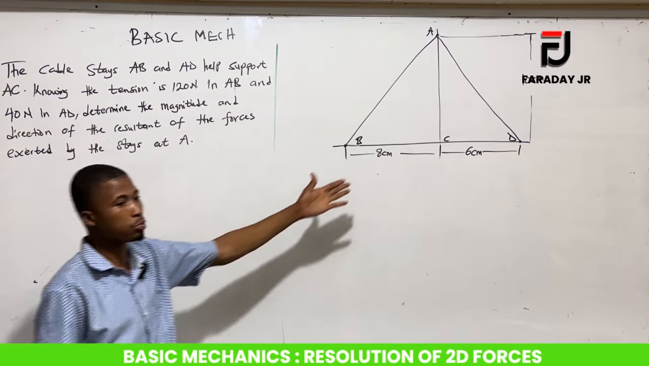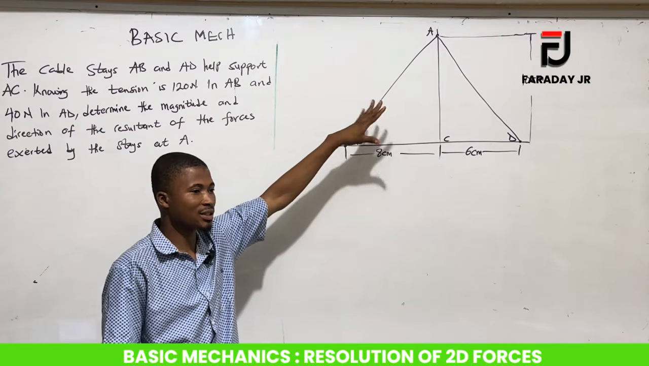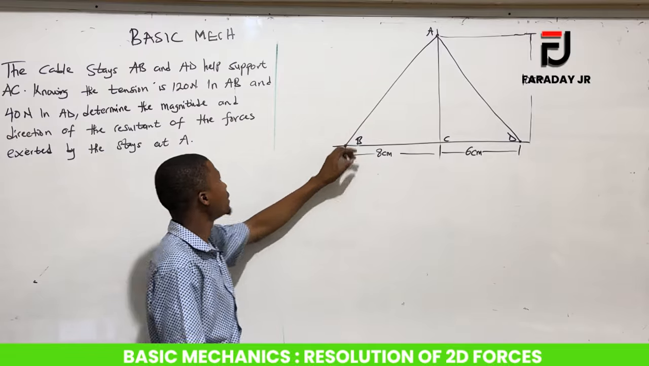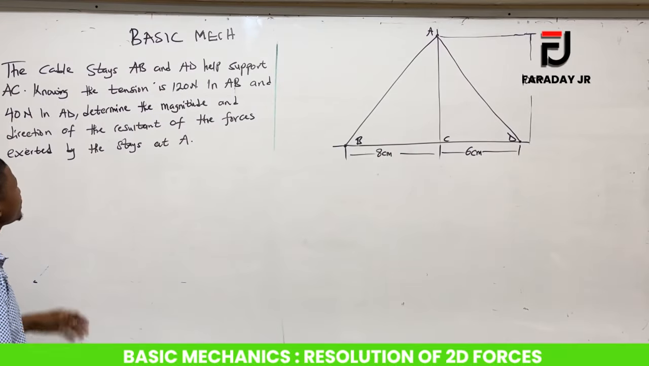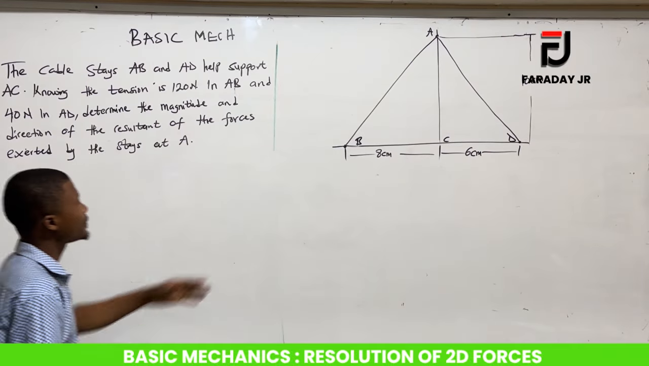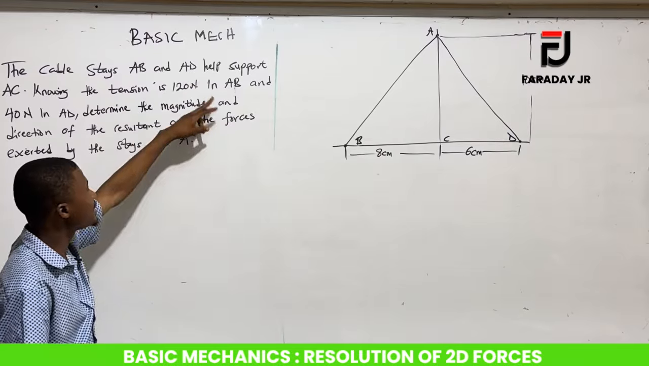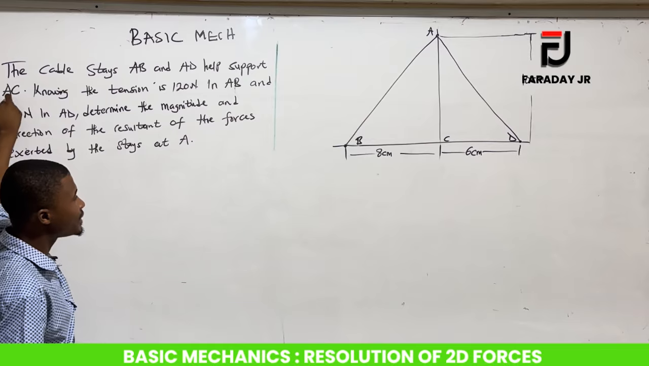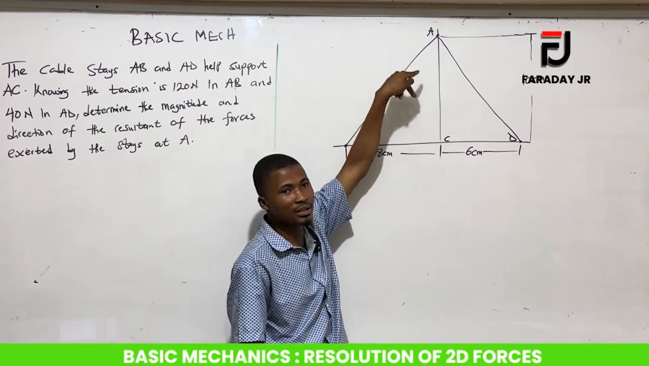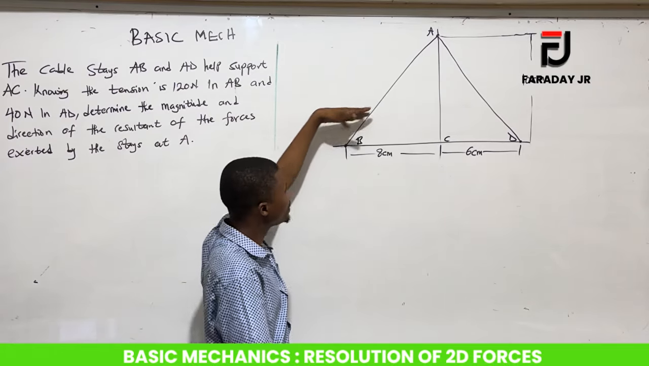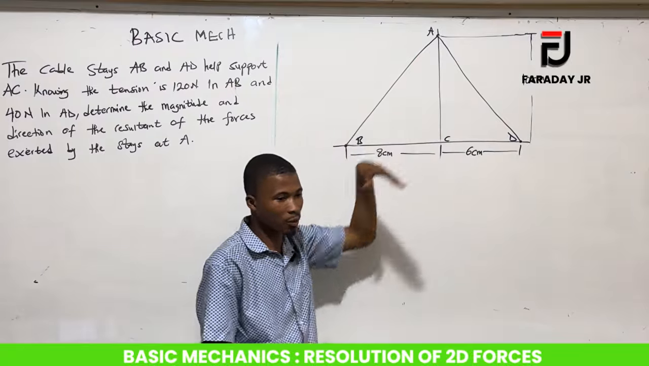This is more or less like a pole, and then we have strings attaching it for support. The question: the cable stays AB and AD help support the pole AC. So this is the pole AC, and AB and AD are what support it.